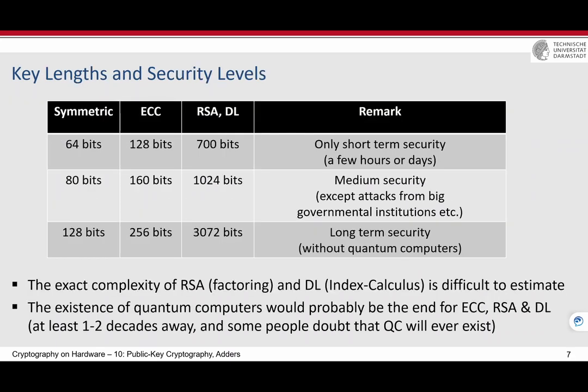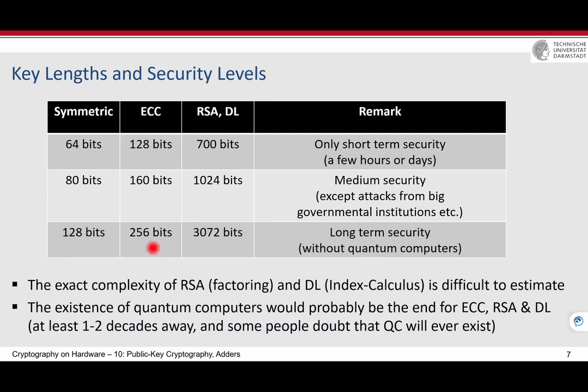This is an overview of the key lengths and the security levels, showing how much security you get. For example, with 64-bit security in symmetric cryptography, there are still lightweight crypto algorithms that use 64 bits, and that is equivalent to ECC with 128 bits, where ECC is elliptic curve cryptography, and equivalent to RSA with 700 bits. Up to, for example, AES 128.